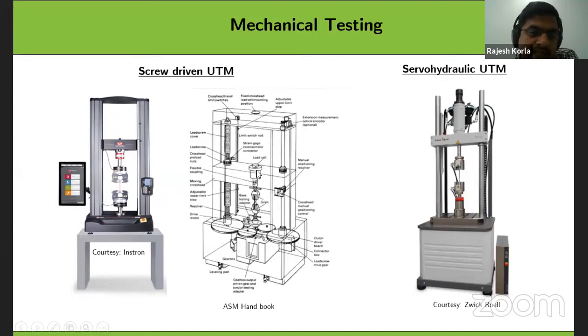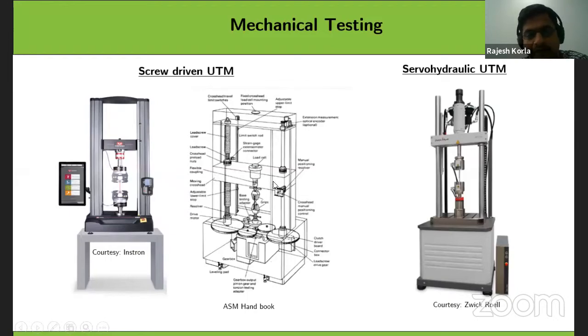At any condition, at any cost, the axis of the load train should be collinear with the axis of the tensile sample or compression sample. That is very important while performing the tensile experiment. Also, you have to choose suitable grips depending on whether you want tension, compression, or 3-point bending. You have to choose the proper grips to hold the sample. So you can perform the tensile experiments by applying the displacement.